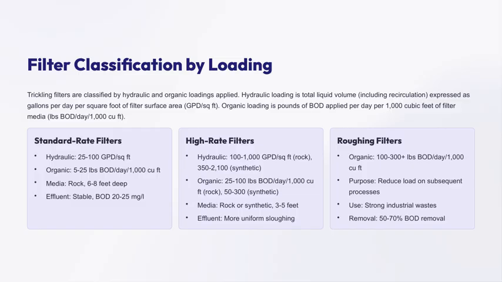Finally, roughing filters serve a different purpose. They handle very high organic loads, often 100 to over 300 pounds BOD per day per 1,000 cubic feet. Their main goal is to reduce the load on subsequent treatment processes, especially when dealing with strong industrial wastes. They can remove about 50 to 70% of BOD, which helps protect the downstream systems from overload. Understanding these classifications helps us select the appropriate filter type based on the specific wastewater characteristics and treatment goals.